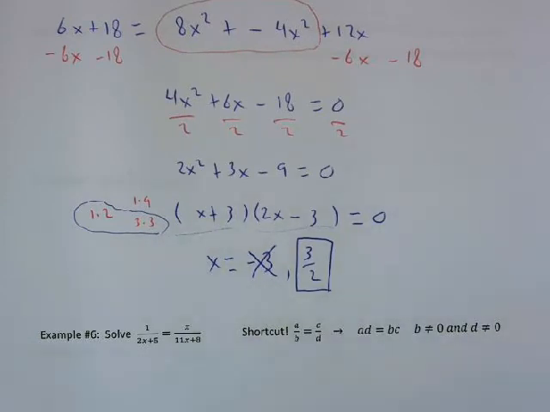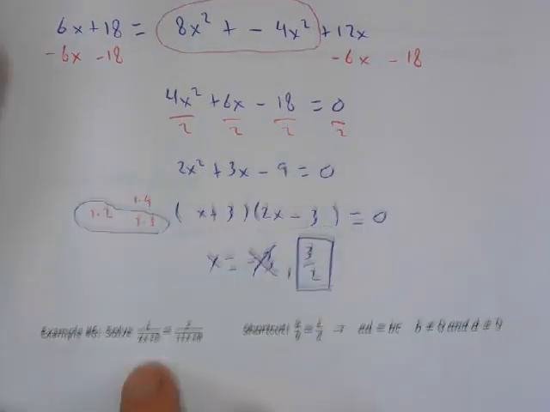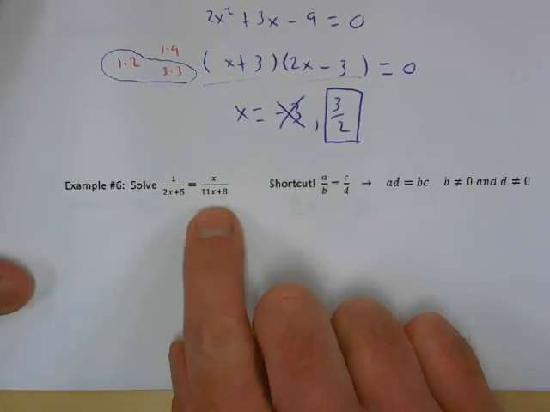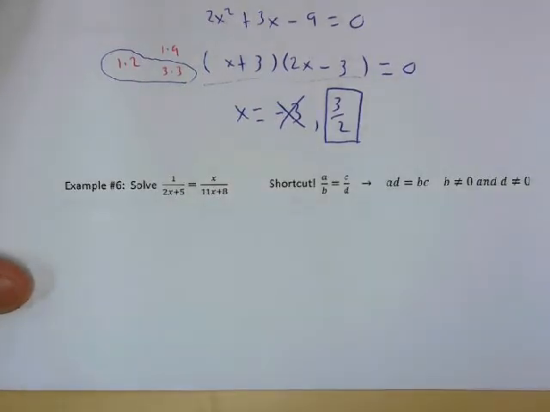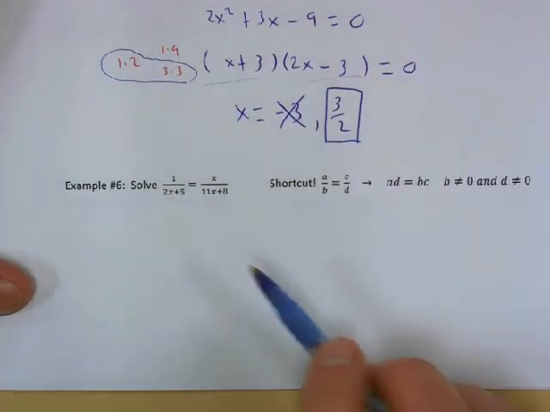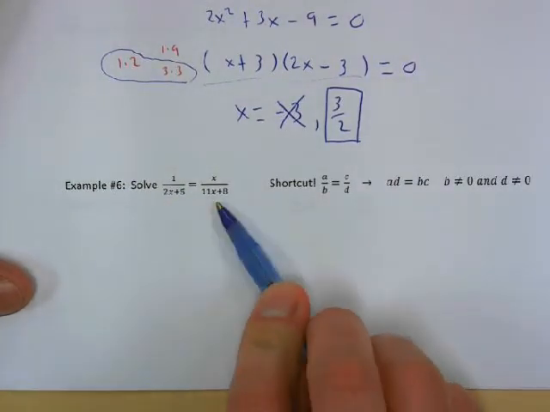All right, and then the last problem is kind of just reminding us of a shortcut that we learned, or I think we used it quite a bit in math too. If we have a fraction set equal to another fraction, well, what's one shortcut to solving this thing? Because I can do what we've been doing. I can multiply both sides of my equation by 2x plus 5 and by 11x plus 8.